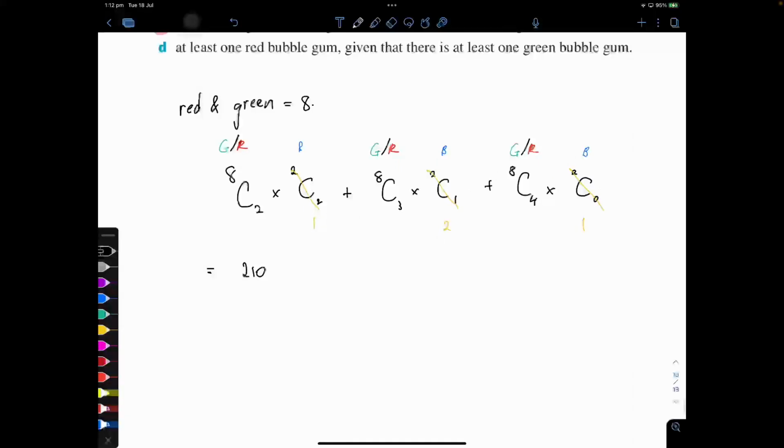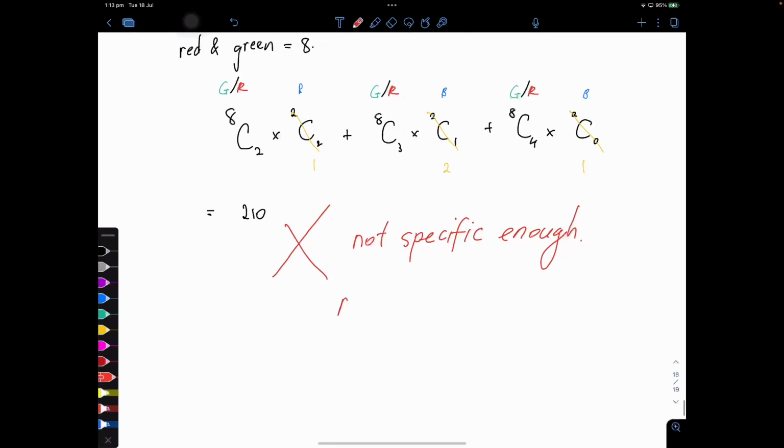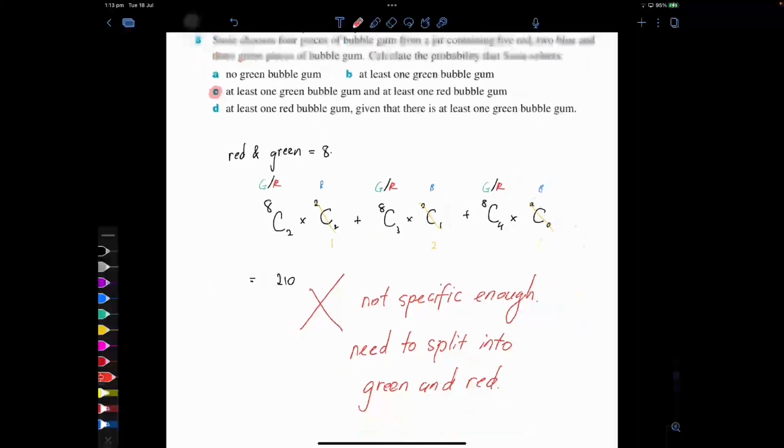So the problem with this is that it's not specific enough. You need to split into green and red. Does that make sense?